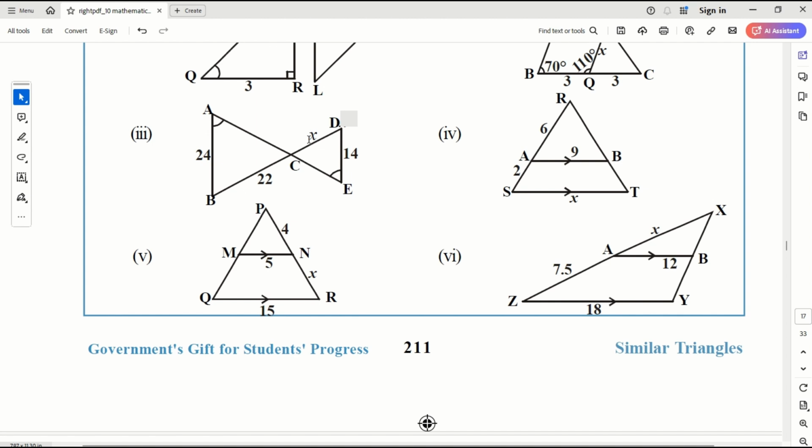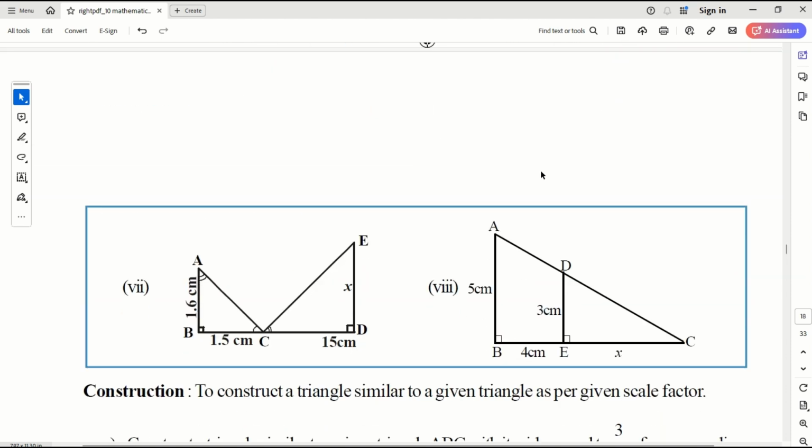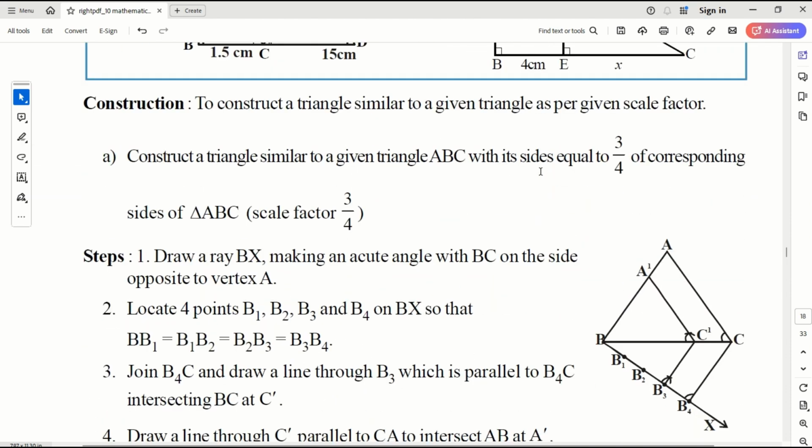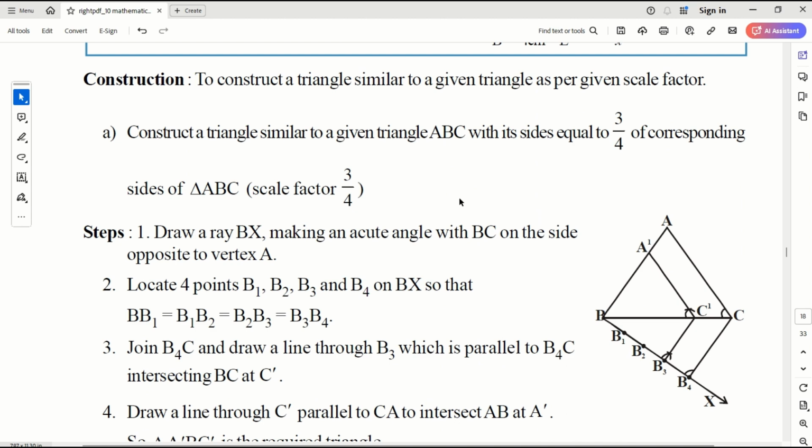So x equal to 22 into 14 by 24. Simplify that, you will get the answer. Same you can do for other things.